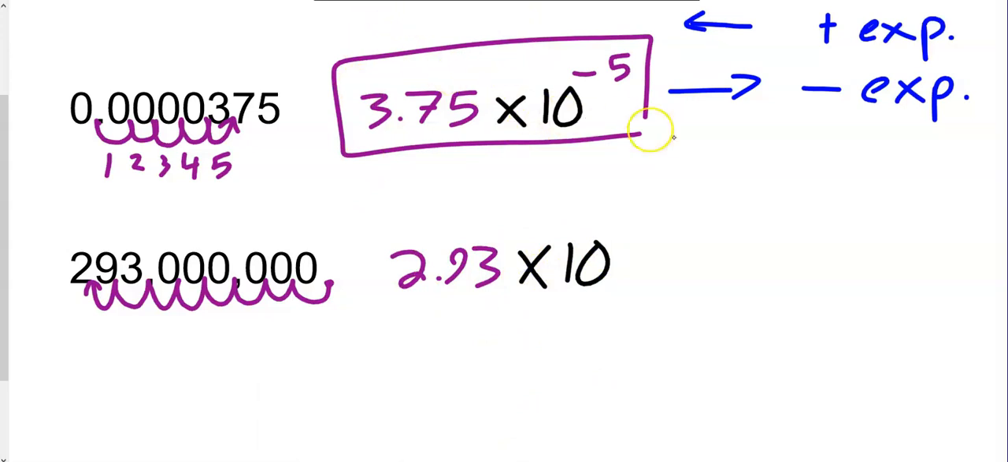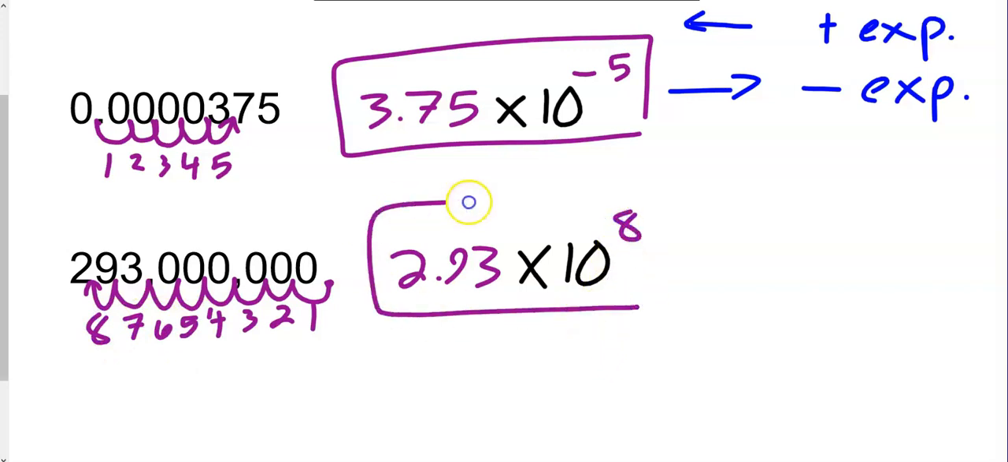And again, this time we move to the left. So that means my exponent's going to be positive. How many times did I move to the left? 1, 2, 3, 4, 5, 6, 7, 8. So my exponent is a positive 8. And there it is. That's how you convert numbers from standard notation into scientific notation. It is that easy, guys, I promise you.